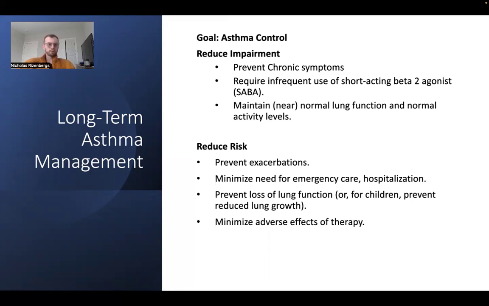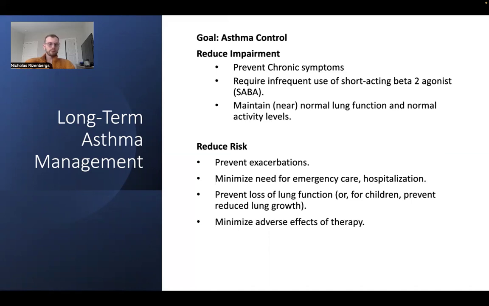And the second thing is you want to reduce their risk. So you want to prevent exacerbations, minimize need for emergency care and hospitalization, prevent loss of lung function, or for children, prevent reduced lung growth because their lungs are still growing at that point, and the more you let that disease control that process, the worse their lungs will be in the future.